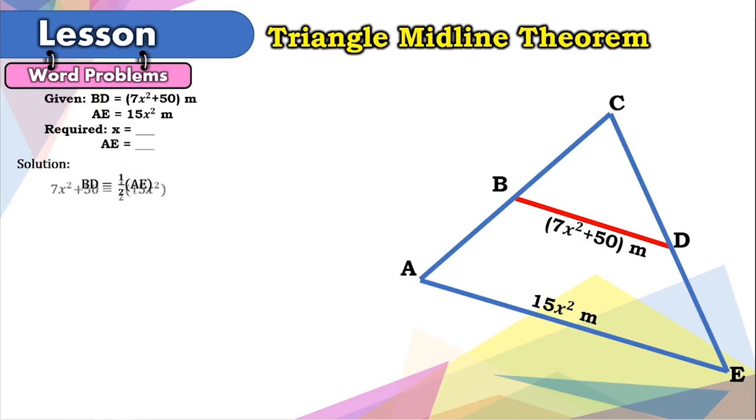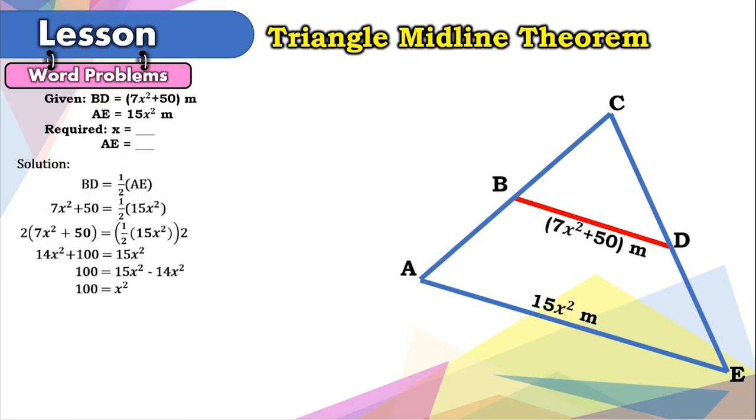Using the triangle midline theorem, we have BD is equal to 1/2 of AE. Substituting the given details, we can have 7x squared plus 50 is equal to 1/2 of 15x squared. To simplify further, we multiply both sides of the equation by 2. This is further simplified as x squared is equal to 100. To solve for x, get the square root of both sides of the equation. The square root of x squared is equal to square root of 100. And the final answer is x equals 10.